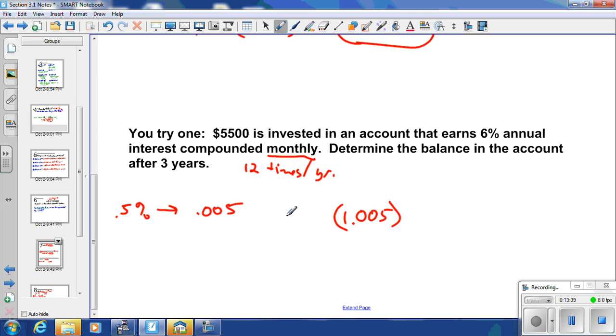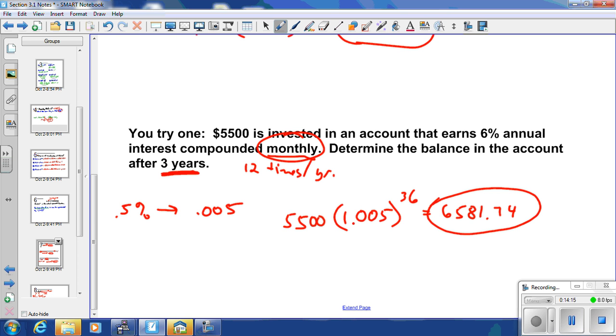And we're starting with $5,500. We're going to do this for a total of 3 years. But remember, you're doing this monthly. So what exponent do we need? If you're doing it monthly for 3 years, that will happen 36 times. 3 times 12. 12 times a year, 3 years. So I type this in, 5,500 times 1.005 to the power of 36. And this works out to be $6,581.74. That's compound interest. Here's the end of video 2.